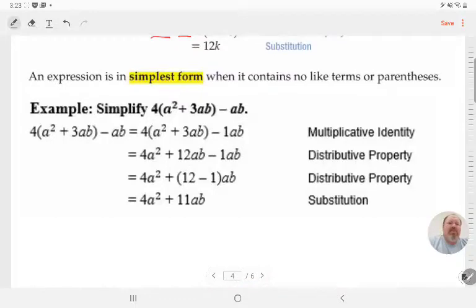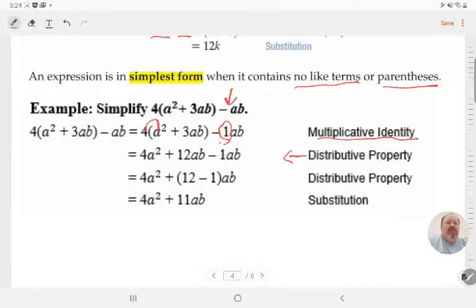All right, let's look at this problem. It says an expression is in the simplest form when it contains no like terms or parentheses. So we have a problem that says 4 times the sum of a squared and 3ab, and that is subtracted from ab. So we would have to use, they say the multiplication identity, and that's just because we're putting a 1 in there. Because remember, if there's no number in the coefficient spot, then it's going to be 1. Then we would use the distribution property.